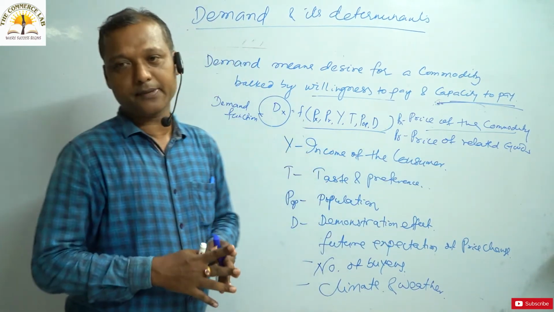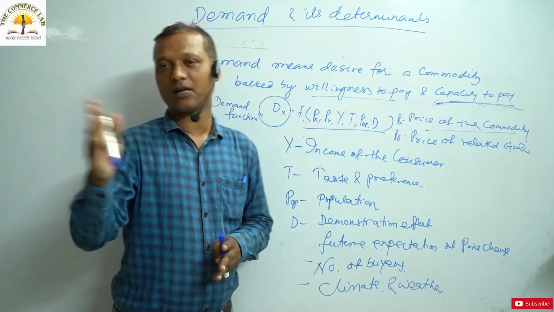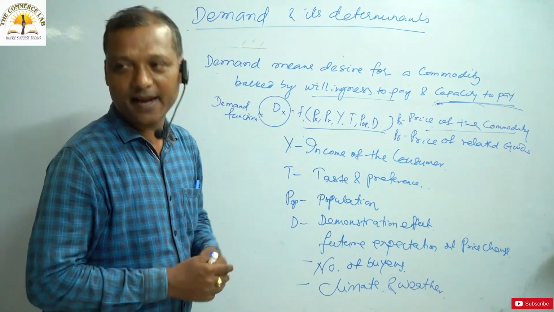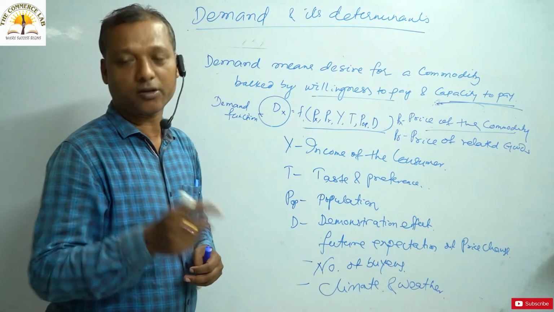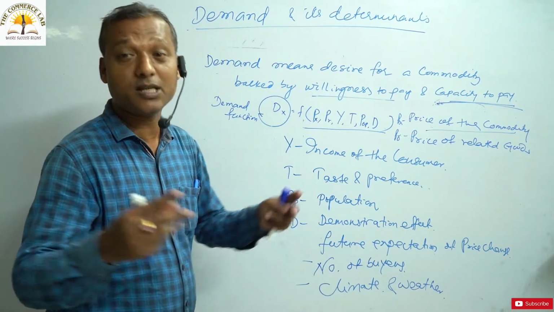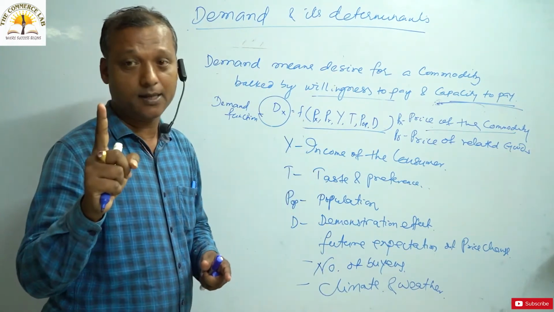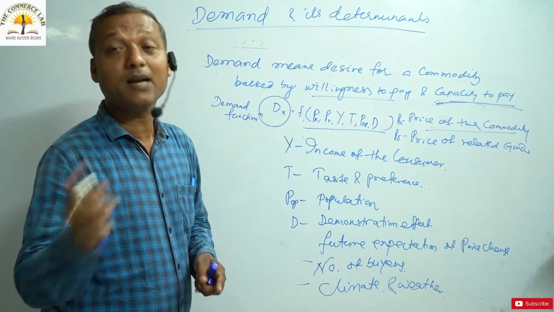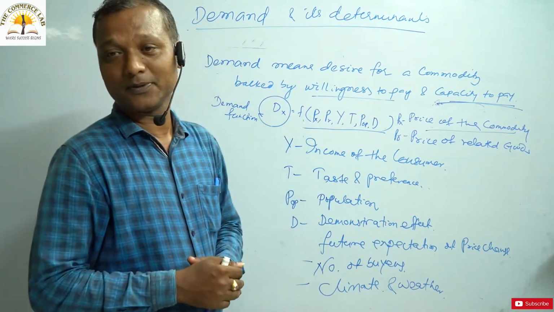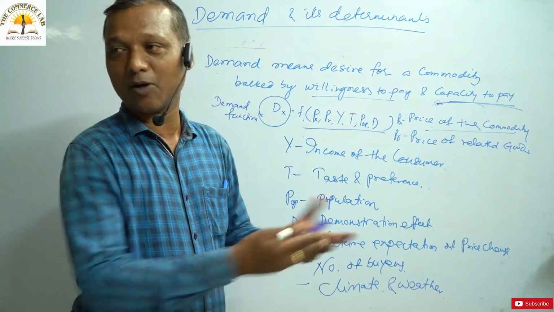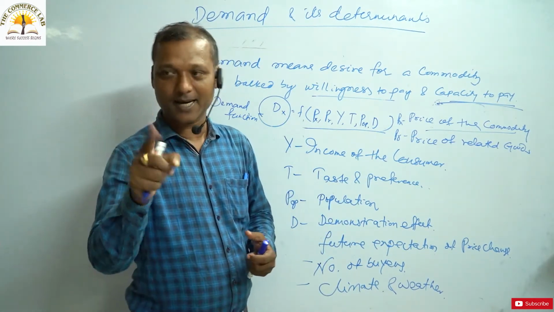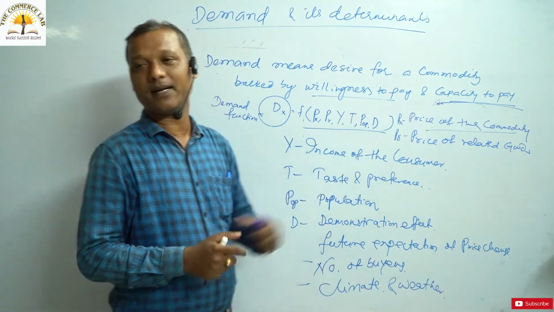Related goods are of two types. One is substitute goods, one is complementary goods. Substitute goods are those goods which can be replaced by each other, either or. Complementary goods are those goods which are jointly consumed. When you consume two items at one time to fulfill your demand, like bike and petrol, you can't drive a bike without petrol. Petrol also remains useless without a bike. So when you need two things at a single time, that is called complementary goods.